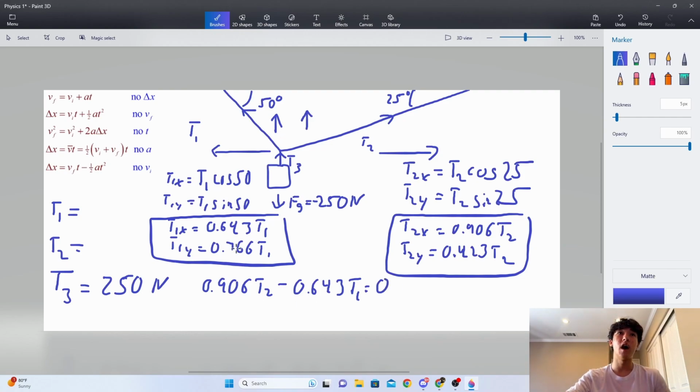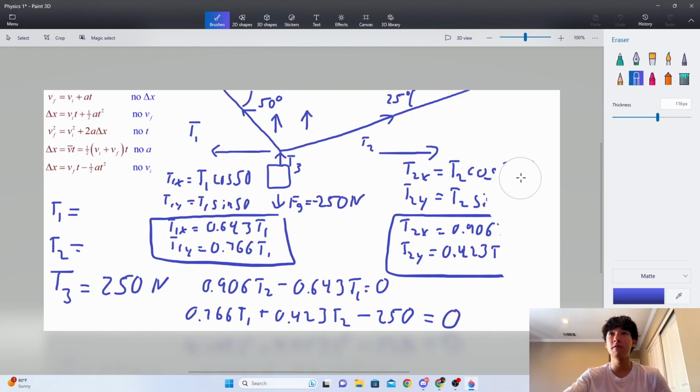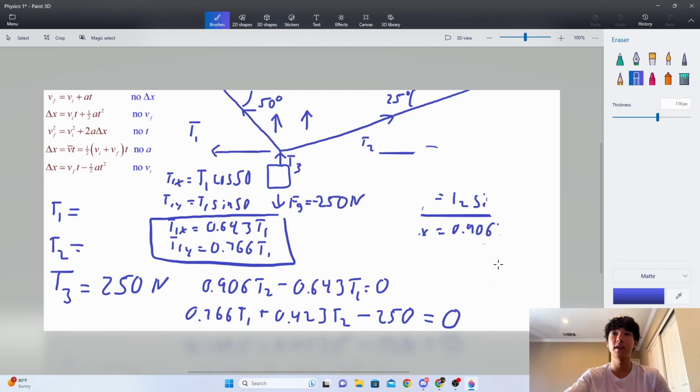And our y's are both going upwards, so 0.766 T1 plus 0.423 T2 minus 250, because the weight is bringing them down, and that's going to make the y equal to 0 as well. So I'm going to erase this now so we can give ourselves some more space.